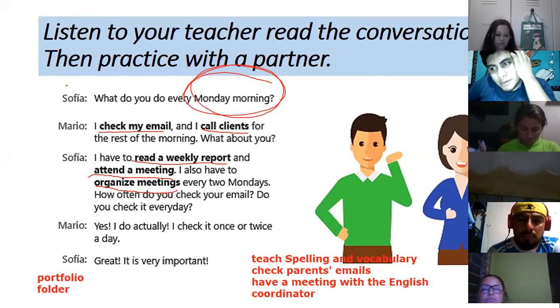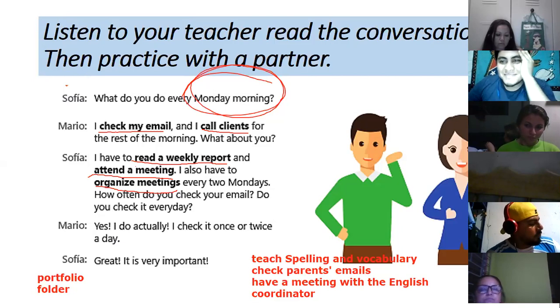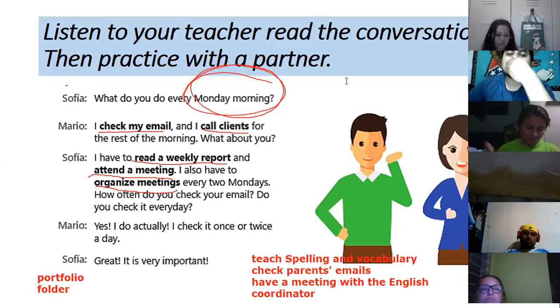Every Monday morning, process production data, prepare daily activity report. Okay, very good. Only that. Okay, perfect. That's perfect. Very good. Excellent job. Now, what are we going to do?